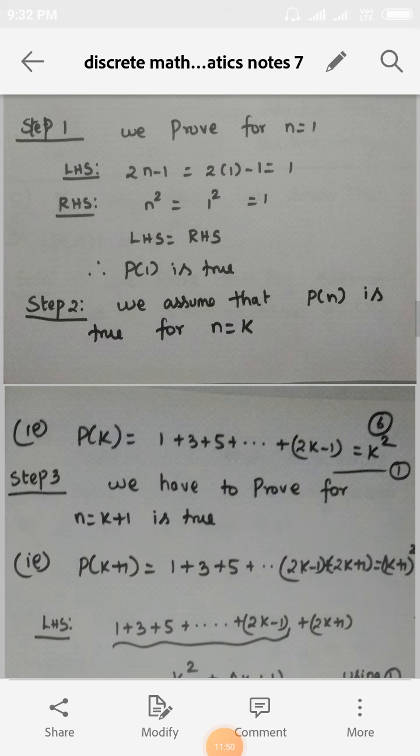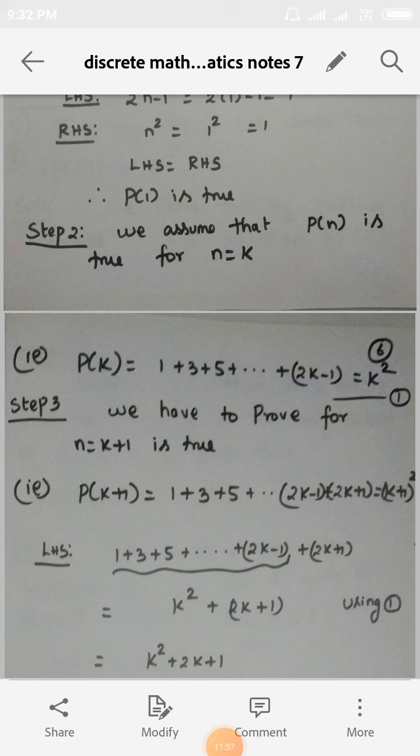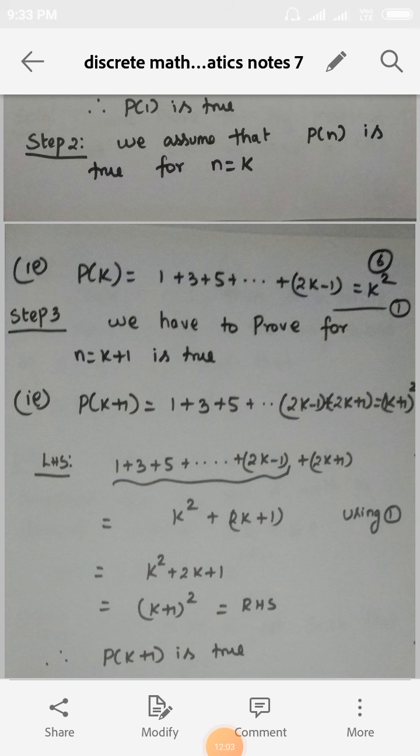And your step 2, that is nothing but the assumption. We have to assume n is equal to k. That is, P of k is 1 plus 3 plus 5 plus etc. 2k minus 1 is equal to k square. Just mark it as equation number 1. And step 3, we have to prove that the case is true for n is equal to k plus 1. So P of k plus 1 is nothing but 1 plus 3 plus 5 plus etc. 2k minus 1 plus 2k plus 1 is equal to k plus 1 the whole square.